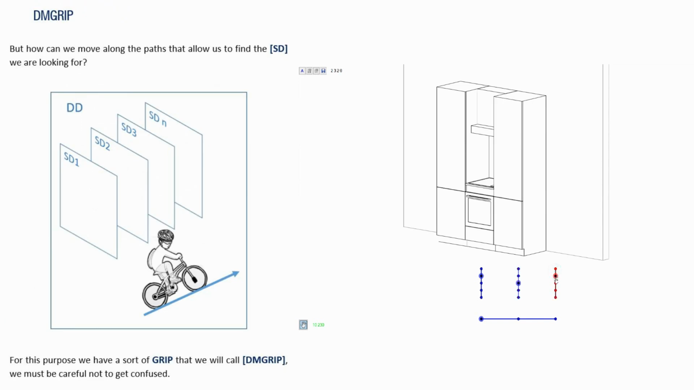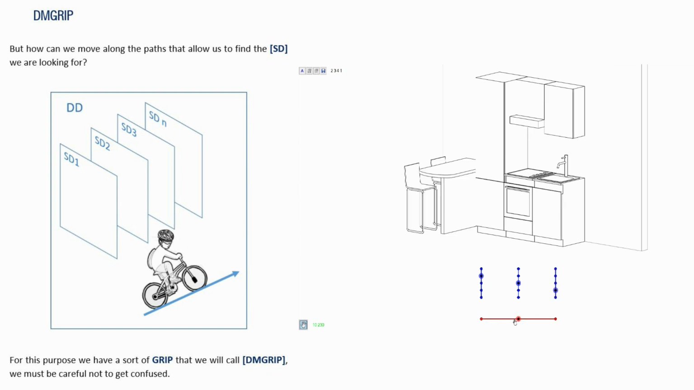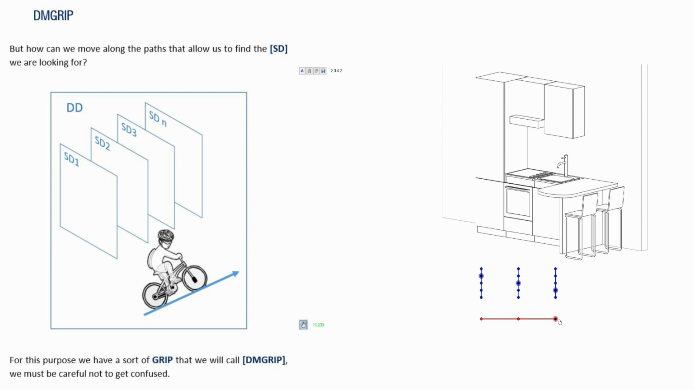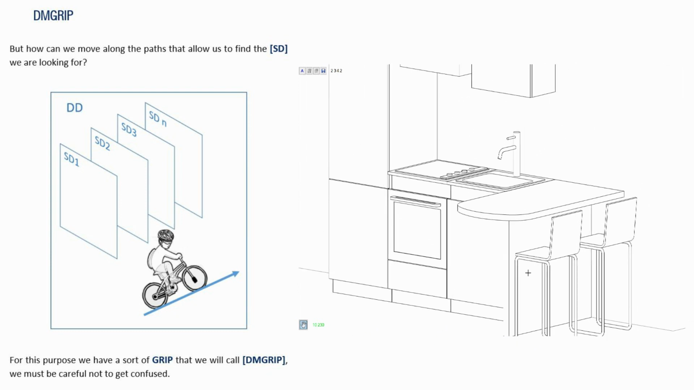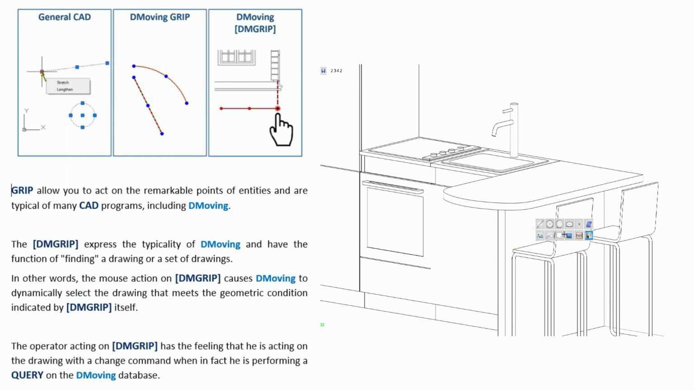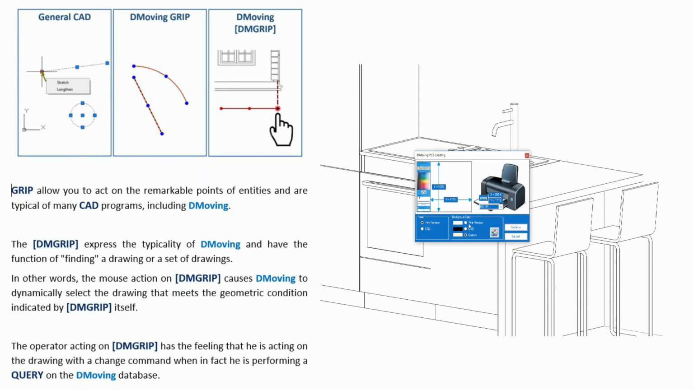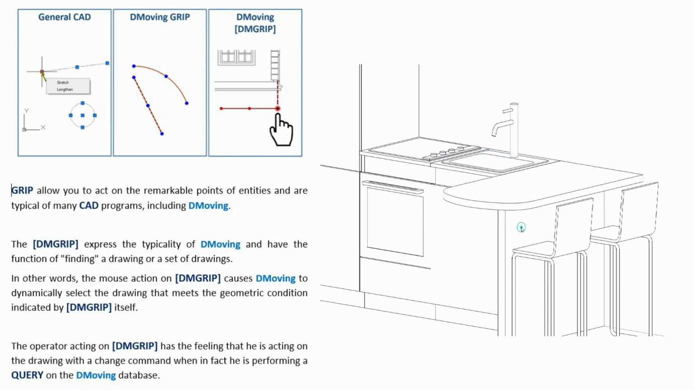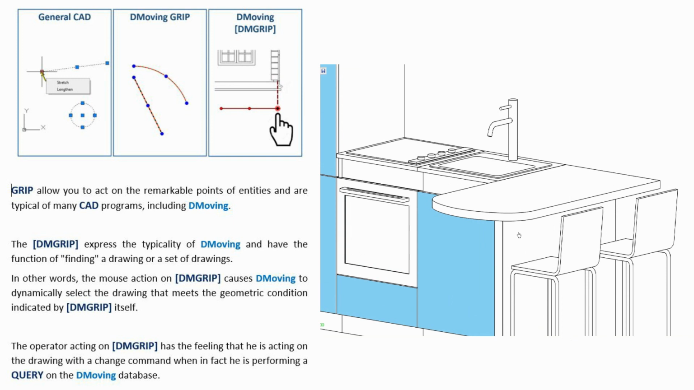DM grip. But how can we move along the paths that allow us to find the SD we are looking for? For this purpose we have a sort of grip that we will call DM grip. We must be careful not to get confused. Grips allow you to act on the remarkable points of entities and are typical of many CAD programs, including DMoving. The DM grip expresses the typicality of DMoving and has the function of finding a drawing or a set of drawings. In other words, the mouse action on DM grip causes DMoving to dynamically select the drawing that meets the geometric condition indicated by DM grip itself.